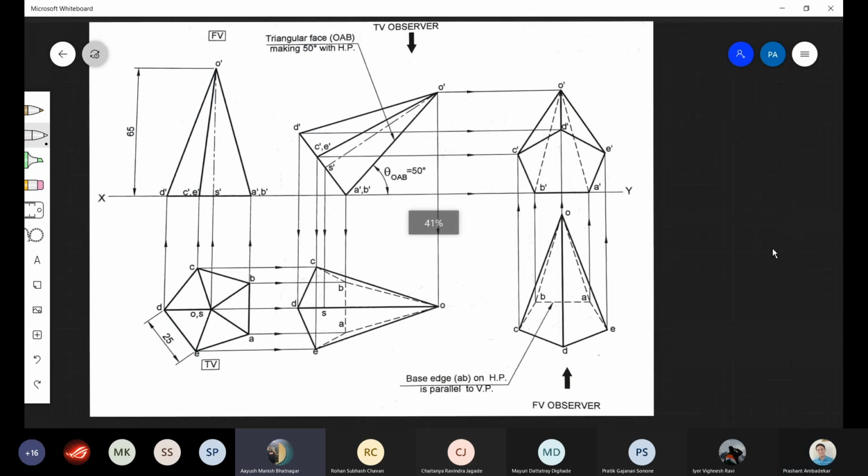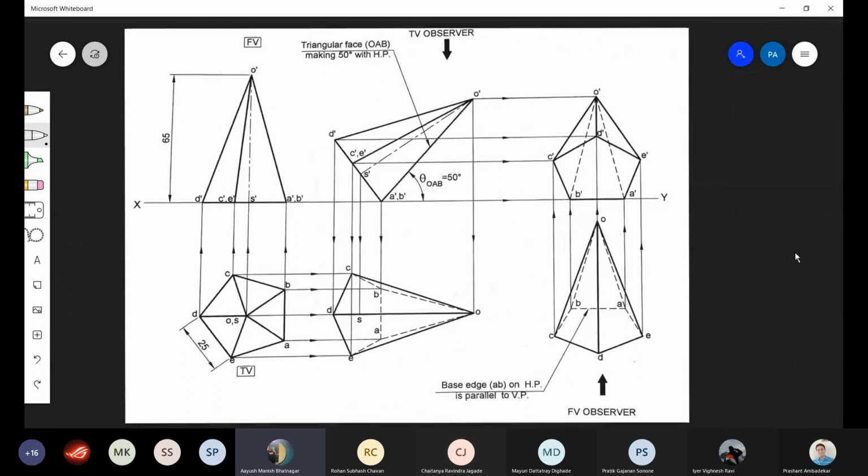सर ये जो पॉइंट E and C है सर, वो दोनों सेम ही लाइन पे है ना सर? Yes, E and C is on the same line. First stage. It is on the same line.